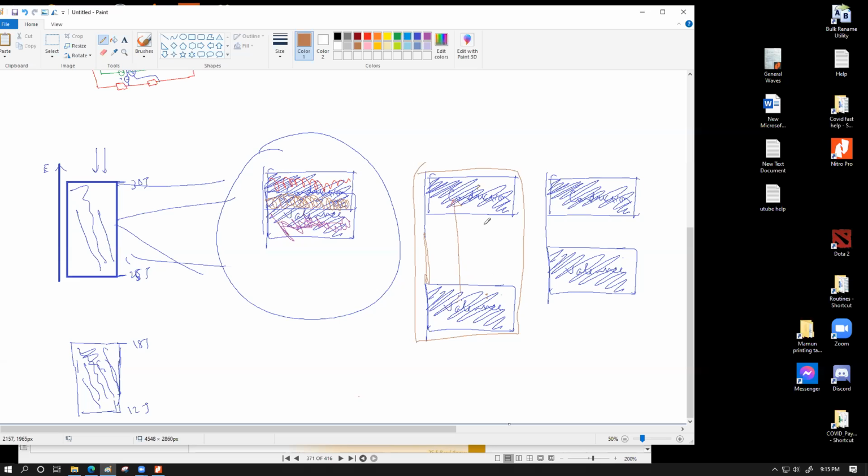This is for the non-metallic substance. There's a large gap, and this gap is what we call the forbidden gap. Forbidden gap means that electrons cannot exist here.